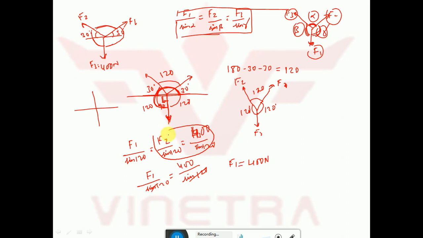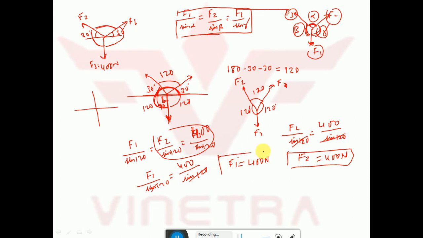Now if I equate these two, that is F2 divided by sine 120 is equal to 400 divided by sine 120. These two cancel to get the value of F2 equal to 400 Newton. So we can solve the given problem either by using conditions of equilibrium or by using Lami's theorem. So both of the things we can apply and find the values.